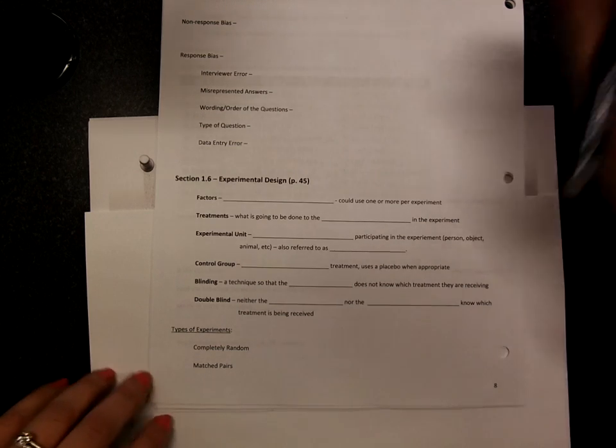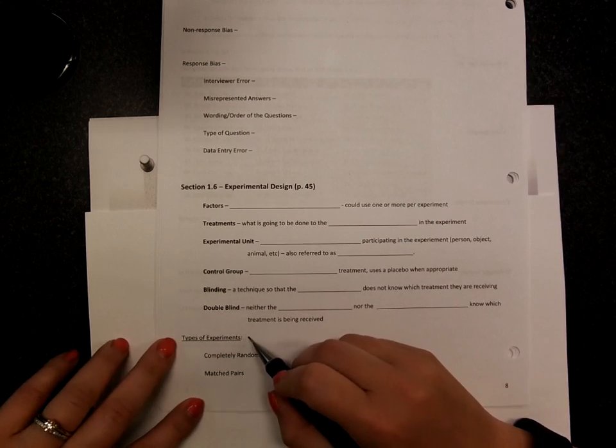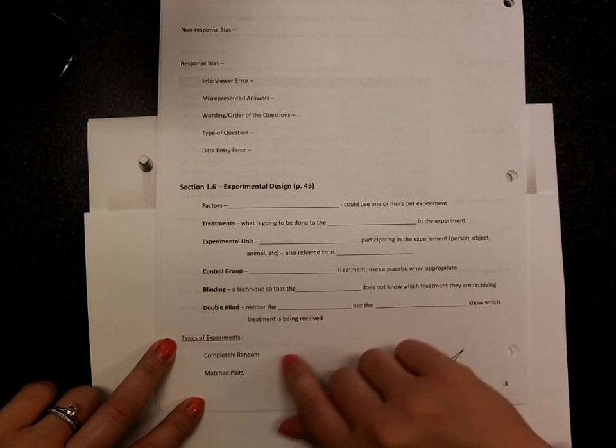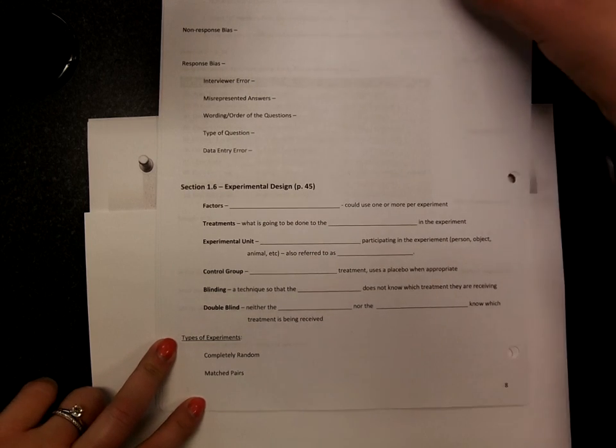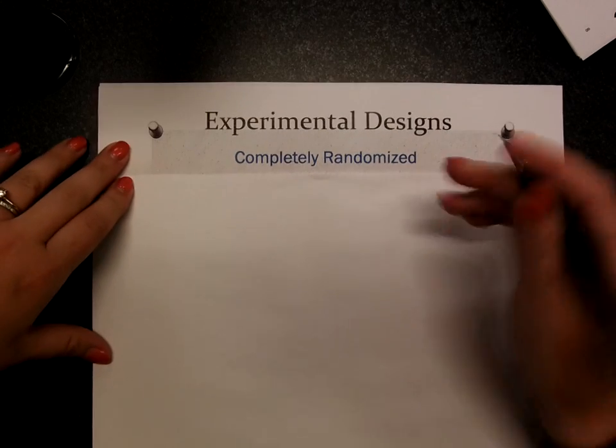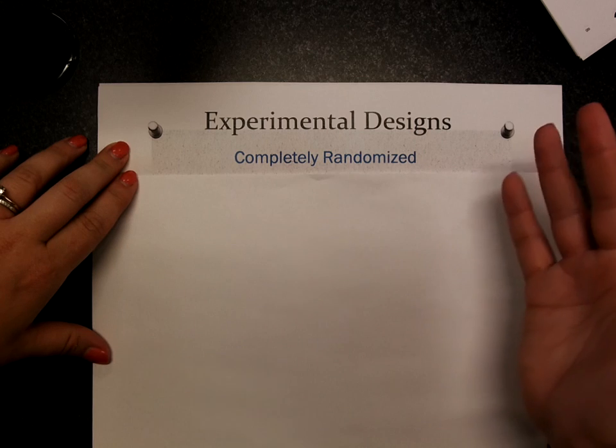Alright, so we left off with types of experiments. We went through the different vocabulary, and there's two different kinds of experiments, so I'm going to explain each one. The first kind is called completely randomized, and you just do your experiment completely random.